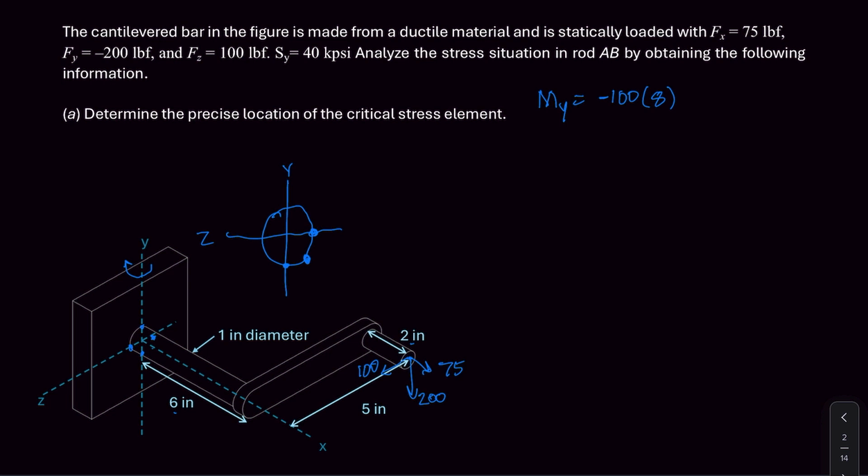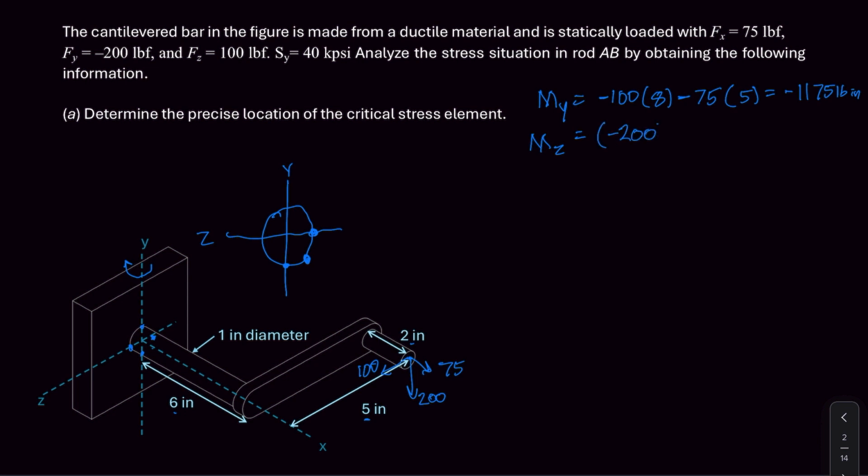And then we also have the force in the x direction, and this is also going to cause a negative moment based on our right-hand rule. So the 75 pounds, here the moment arm is 5 inches. And so we see a total moment in the y direction of negative 1,175 pound inches.